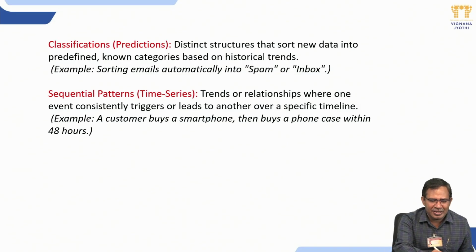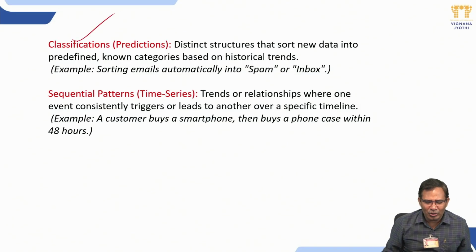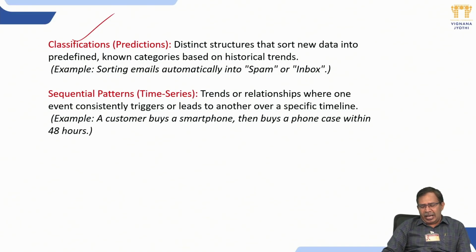Then classification and prediction, stating distinct structures that sort new data into predefined known categories, like spam mail or ham mail, or a fraudulent transaction or a genuine transaction. It classifies into different categories, category A, category B, category C, based on the marks obtained by the students in the assessment. Another example is sorting emails automatically into spam or inbox, or phishing URL detection based on features of the URL received.